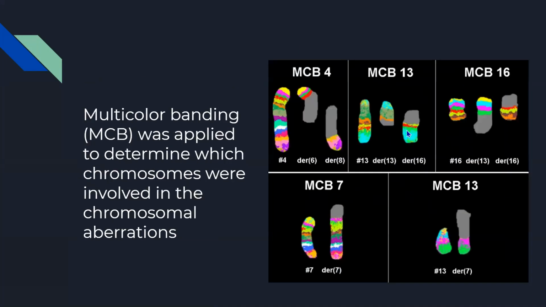In this figure, you're going to see multicolor banding, also known as MCB, which was applied to determine which chromosomes were involved in the chromosomal aberrations. Chromosomal aberrations are the changes in the structure or number of chromosomes. In this figure, with the chromosomes that are displayed, the chromosomes on the left are the normal ones, and the chromosomes on the right are the derivative of the left. The MCB stains the chromosomes, and the colors that appear describe the locations of the genes on a chromosome.